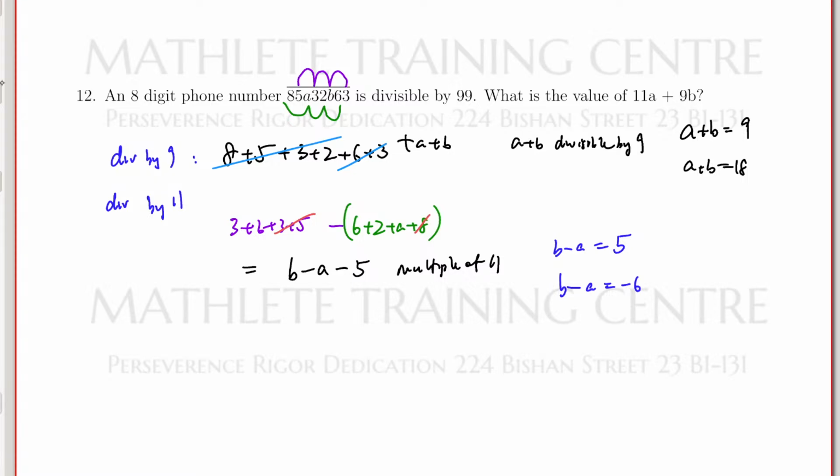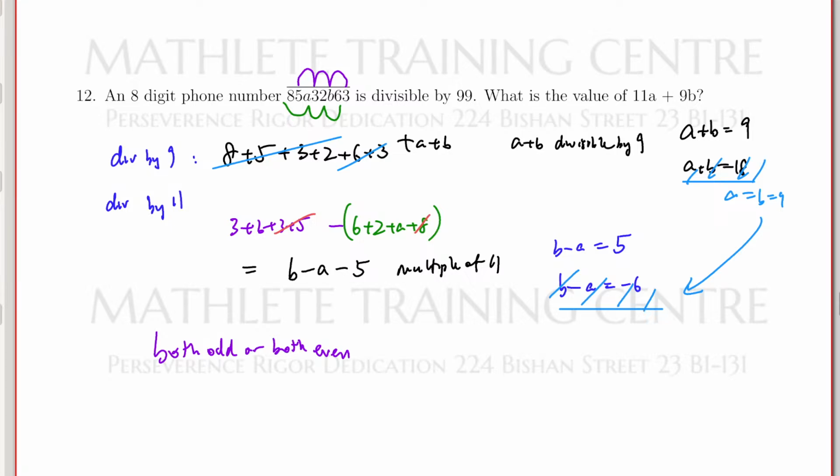But now, which one will work? The idea is that A plus B and A minus B are either both odd or both even, because they differ by exactly 2A, right? So in this case, if A plus B is 18, they are both 9 and 9. Can it be that B minus A is negative 6 in that case? No, cannot. So immediately we know this case is not possible, because in this case, you need A equals B equals 9. But if you put inside here, nope, that's not true. So the case we want is A plus B equals 9 and B minus A equals 5.